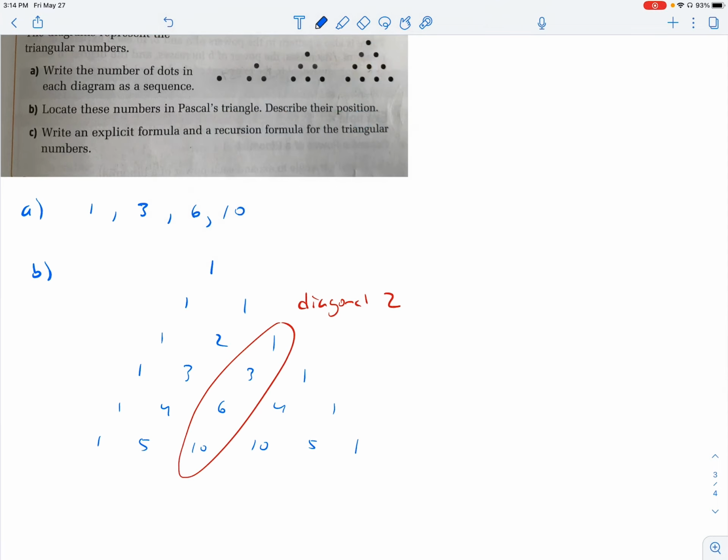All right, and then the next part says write an explicit formula. This is going to have the form T of n equals something with n in it. And then a recursion formula, that's where we say that any term is equal to the previous term, and then we do something with it. So it wants us to do that for the triangular numbers. Could we come up with an explicit and recursion formula for that sequence?